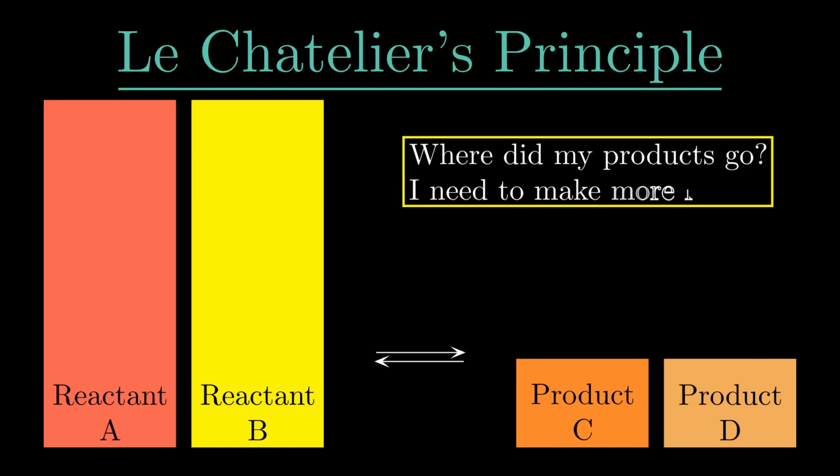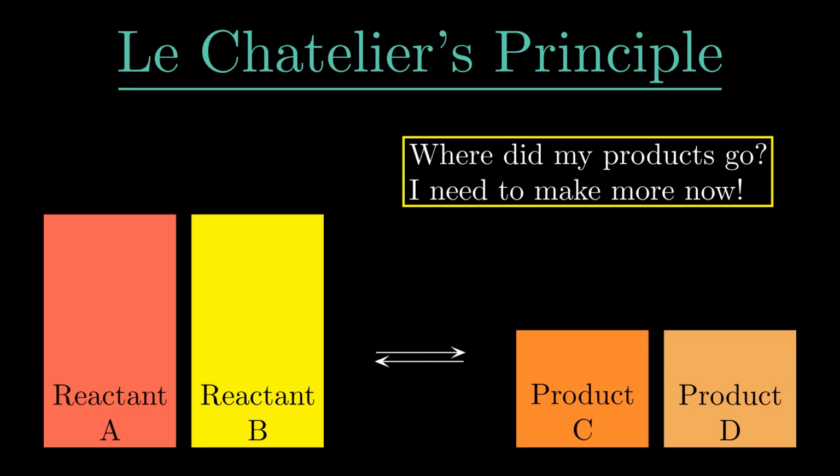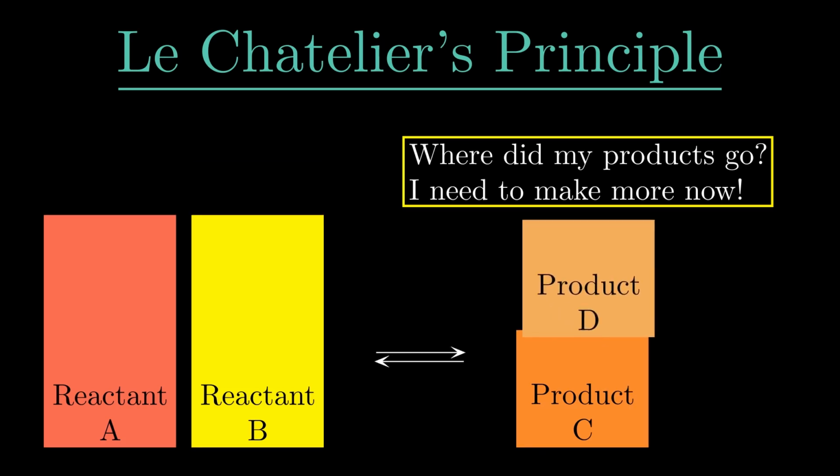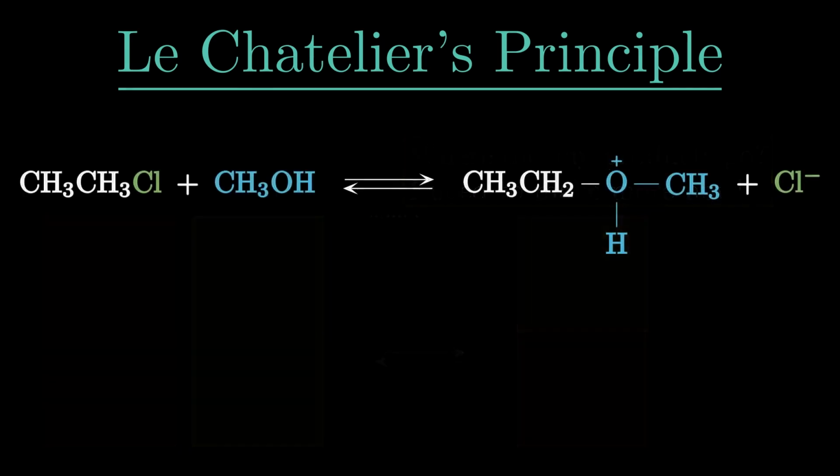The equilibrium now shifts to making more products, and in an equation that might be shown by adjusting the arrows like so. In this overly simplified model, a new equilibrium is eventually established that looks similar to the original. The true amounts are different, but the ratio is the same. Now let's put the reaction back on the screen and apply the idea.